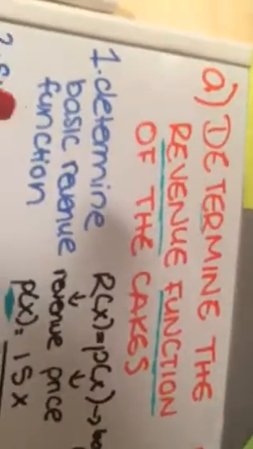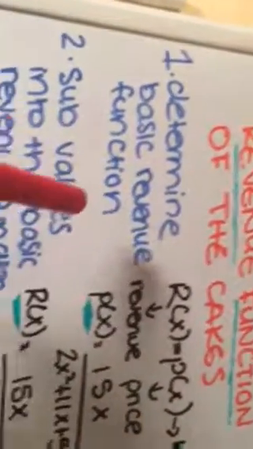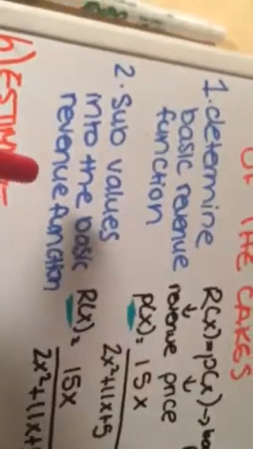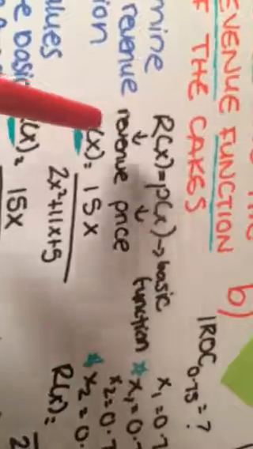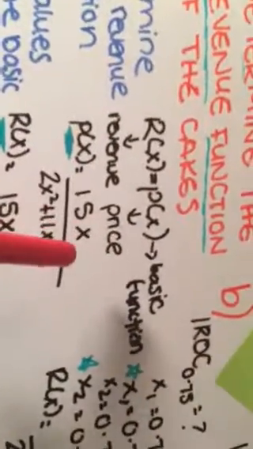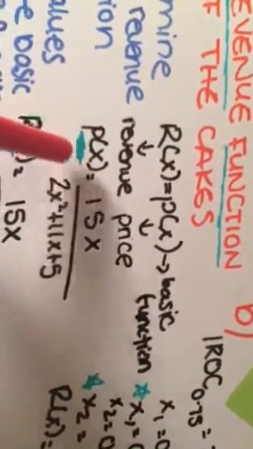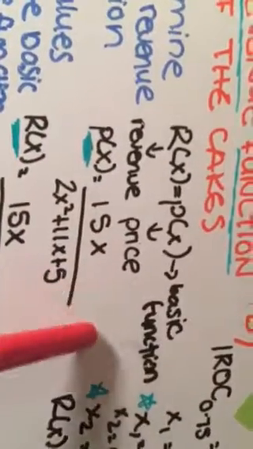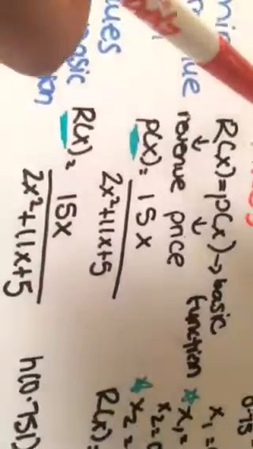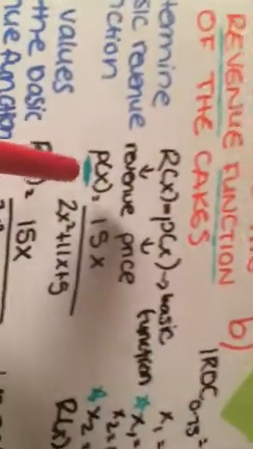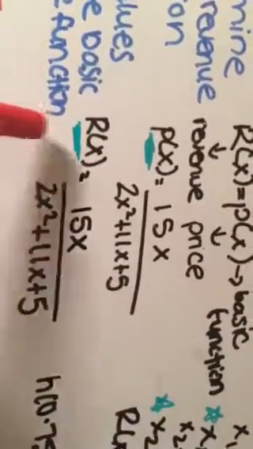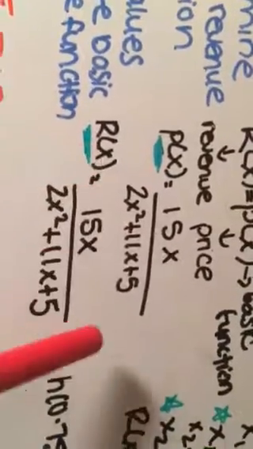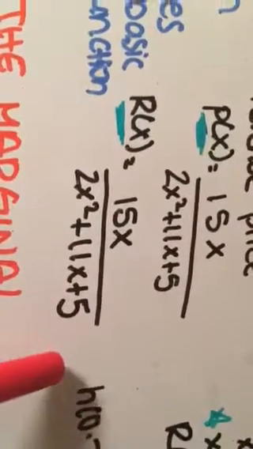So, as said before, for part A, we're looking for a revenue function. How we're going to solve this is we're going to first determine the basic revenue function, and then we're going to sub our values into that function. So over here we have r of x equals p of x. r of x stands for your revenue, p of x stands for your price. As you guys remember, p of x equals this function right here. This was taken straight from our question. And since we're looking for our revenue, we're just going to switch our p of x to our r of x. Therefore, the answer to this question is r of x equals 15x over 2x squared plus 11x plus 5.